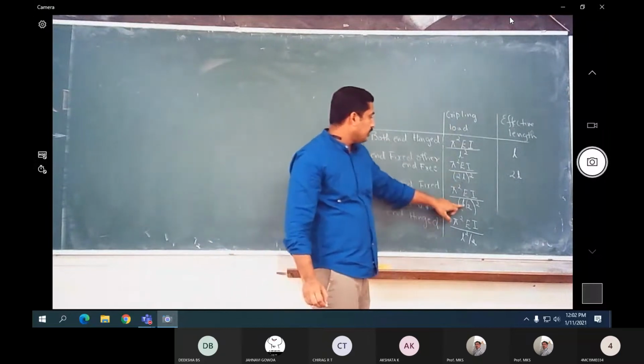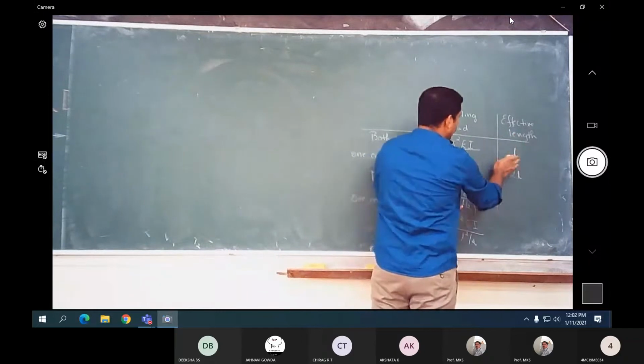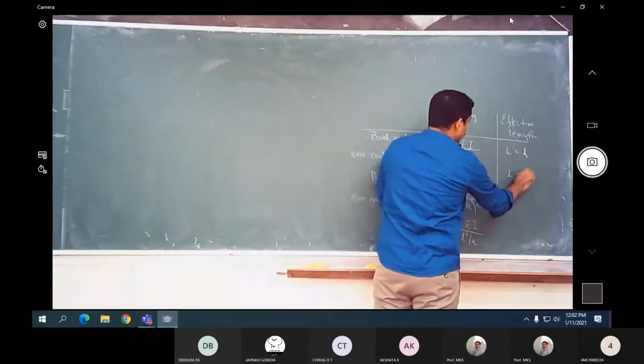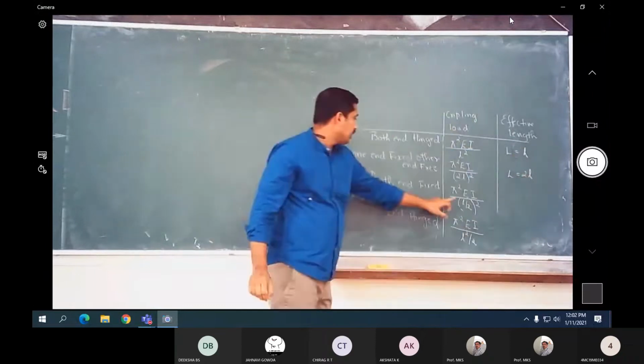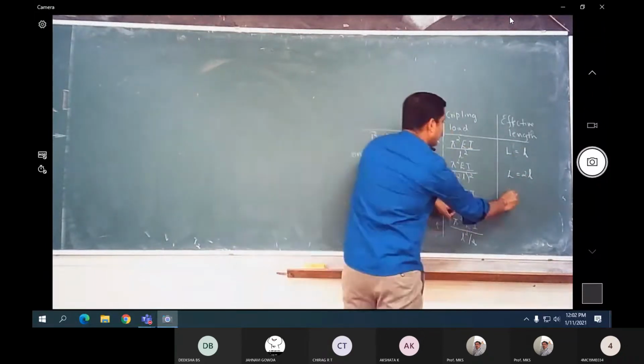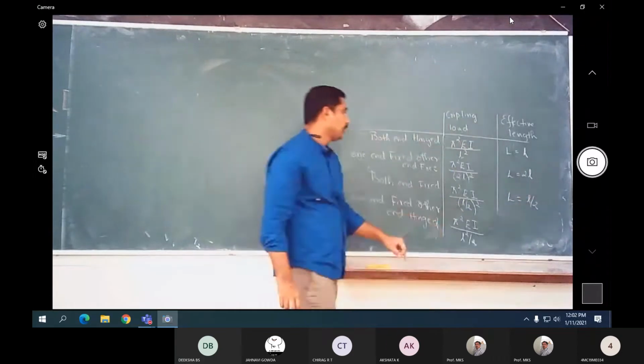For both the ends fixed, you can take effective length as L by 2. So for both ends hinged, L effective will be equal to L. For one end fixed, other end free, L effective will be equal to 2L. For both ends fixed, the effective length of the column for this condition will be equal to L by 2.